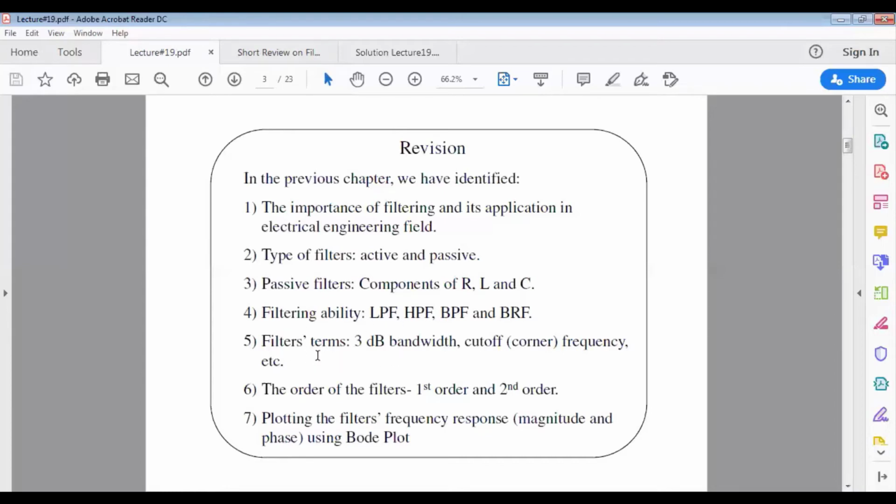Okay, and for the filter terms, we have learned about the 3 dB bandwidth and the cutoff frequencies. And then I've also taught recently on the filter order, the first order and the second order, and the difference between them. Finally, this is the most important thing in chapter 5, where we have learned how to plot the filter's frequency response, both the magnitude and phase, by using the Bode plot, or Bode sketch. So these are the things that we have learned in chapter 5.